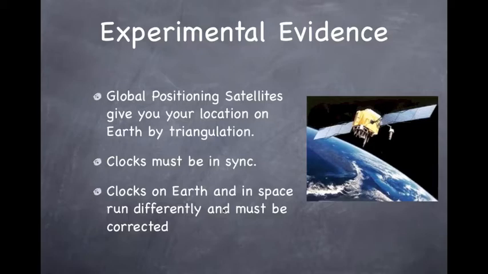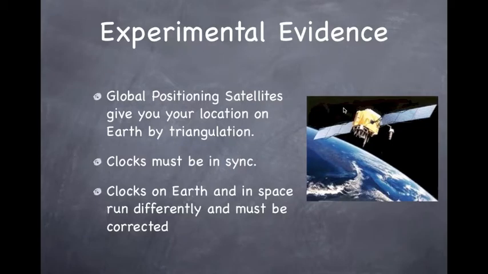So the GPS system is very common. It's available on most phones and in cars and so forth. But what it does is it actually uses triangulation. There's multiple satellites that send a signal to your GPS receiver. And the interaction or the cross-reference of those GPS satellites can tell you where you are. But the key thing is that the clocks must be in sync. The clock in your GPS and the clock in the satellite has to be in sync.